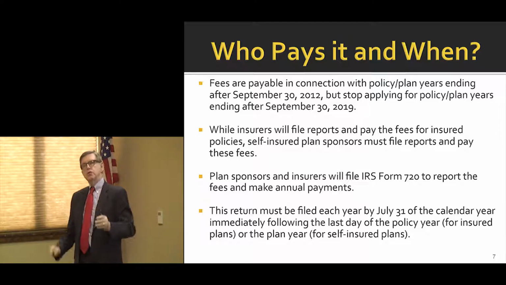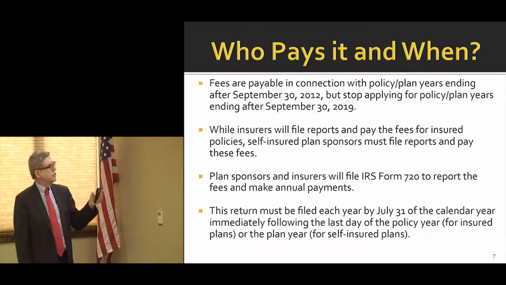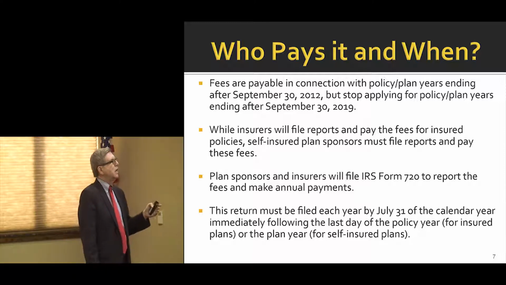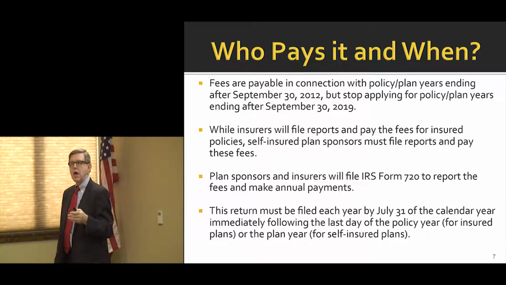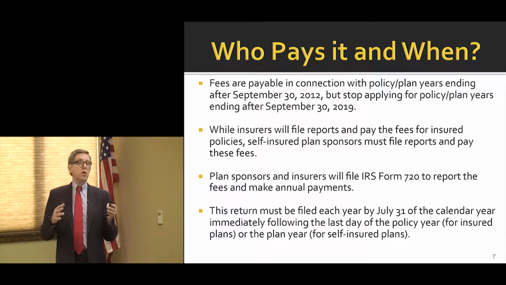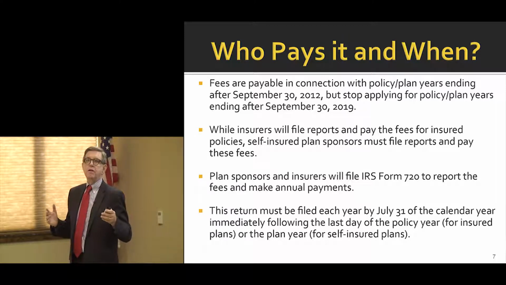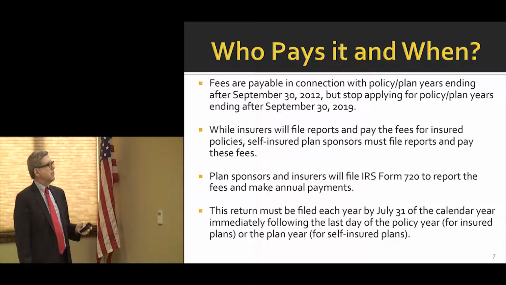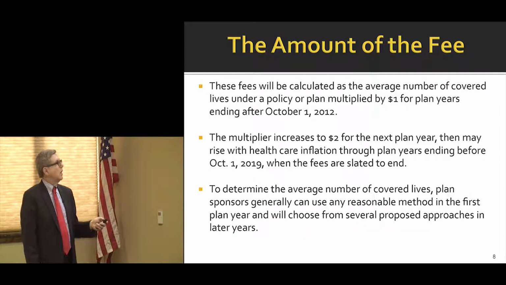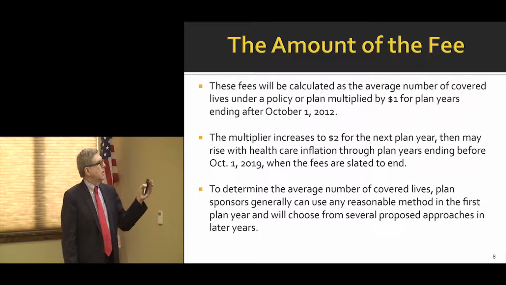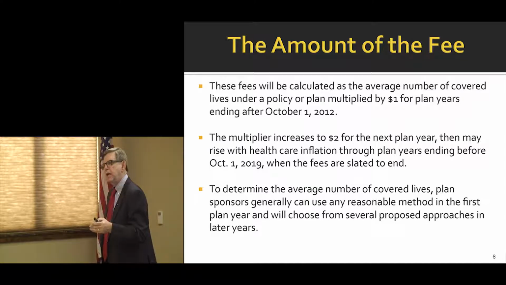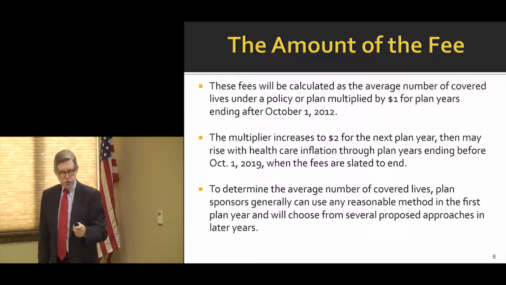Now, if you're insured, don't worry, the insurance companies will pay the PCOR fee and pass the cost on to you. If you're self-insured, you basically have to pay the fee, and you pay the fee by a Form 720. Now, the problem with the Form 720, it's very confusing because they stuck it in a form that doesn't really apply. It applies for probably 15 or 20 different situations, but they stuck it in there to pay the fee. It's only due once a year. The return must be filed each year by July 31st of the calendar year. At first, the fee was $1. Then it's going up to $2, and it's going to go up in future years. And it's based on the average number of covered lives. So again, if you're insured, the insurance company will pay the fee. If you're self-insured, you have to pay the fee and make sure you file the return.